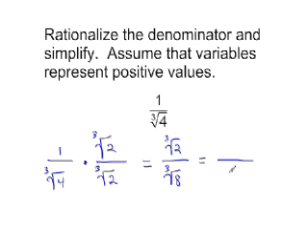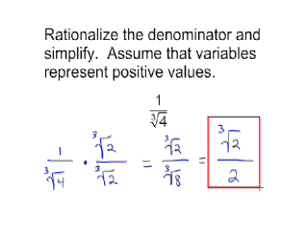The cube root of 8 is 2, and up top we have the cube root of 2, which cannot be simplified. However, we have rationalized the denominator. We no longer have a radical in the denominator, so our final answer will be the cube root of 2 divided by 2.